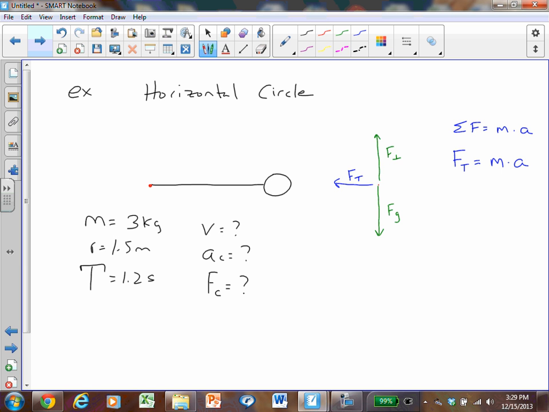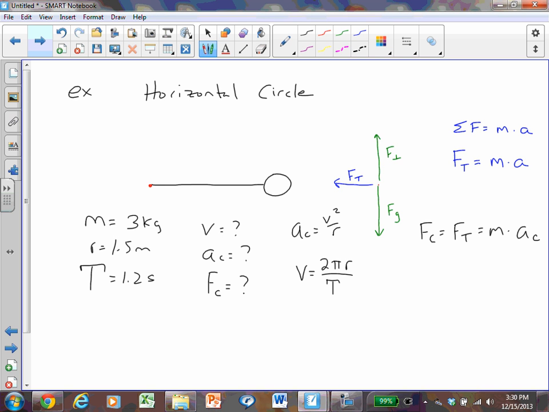Well, I know my formula for velocity is 2 pi r over T. And I know ac is v squared over r. And then I know Fc equals Ft equals m times ac.